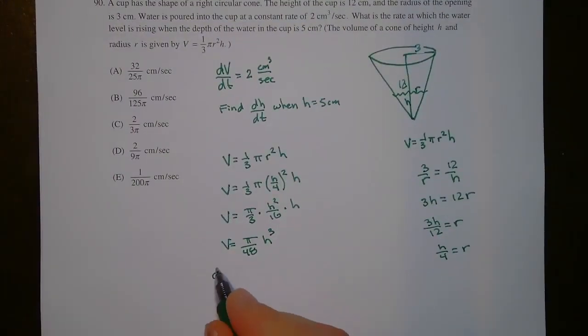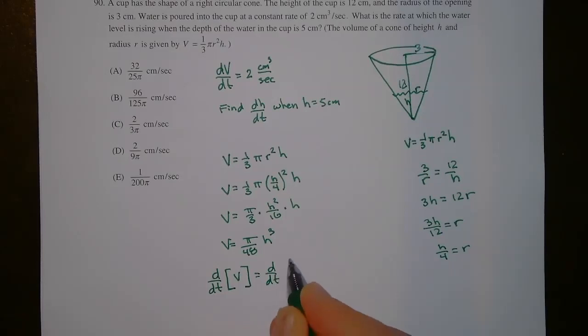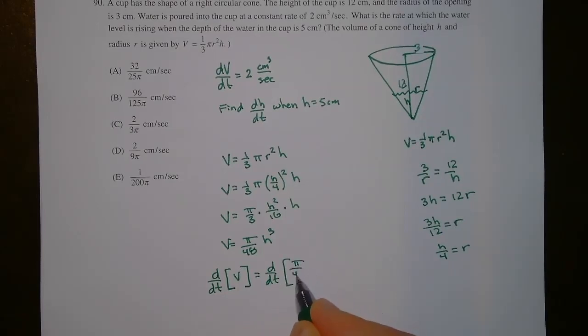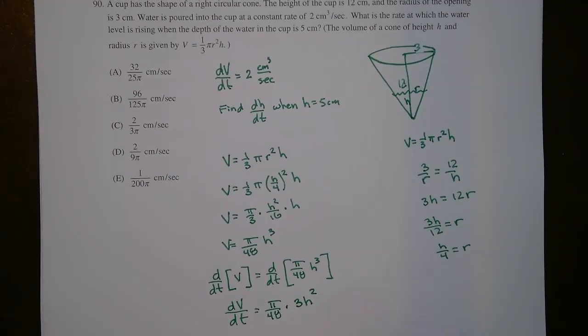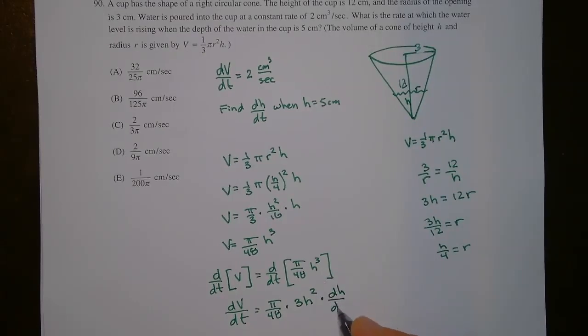I can take the derivative with respect to time now of both sides. So this left side becomes dV/dt, is equal to, and this is a constant times h cubed, so this would just be pi over 48 times 3h squared. Now, we'd be done if we were taking the derivative with respect to h, but we're not. We're taking the derivative with respect to time. So we have to multiply by the chain rule. The derivative of h with respect to time would be dh over dt.